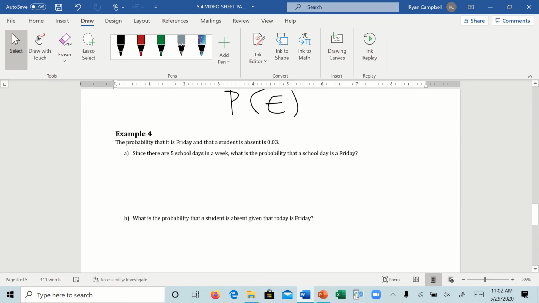So the probability that it is Friday and that a student is absent is 0.03. So since there are 5 days of school in a week, what's the probability that school is on a Friday? So there are 5 days in a week, in a school week, right? What's the probability that a school day is a Friday? Well, one of those days is a Friday out of 5, so that's 0.2.